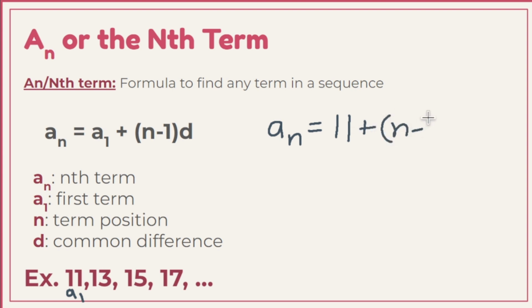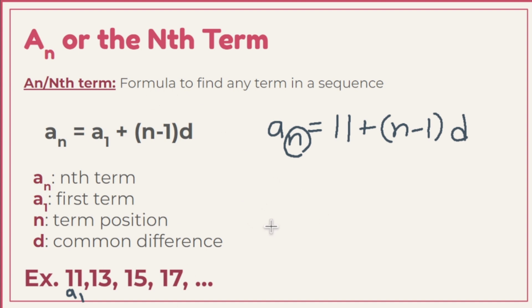And n minus 1 is just this number right here, the term we want to find. You subtract that by 1, and then you multiply it by d, and d is the common difference, right? The number we're changing by, adding or subtracting by.